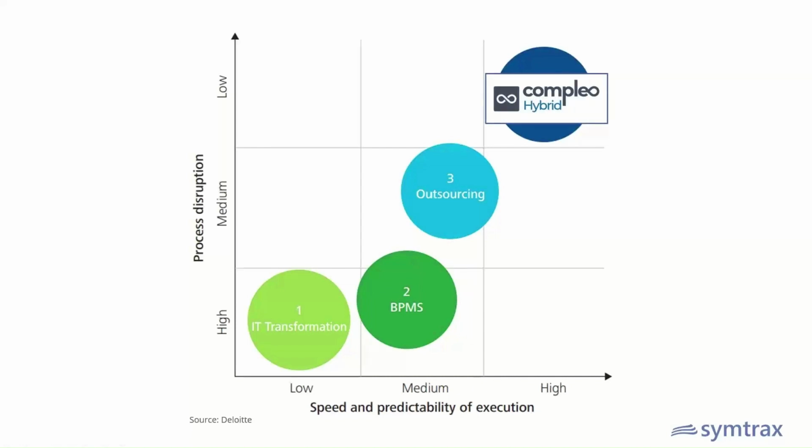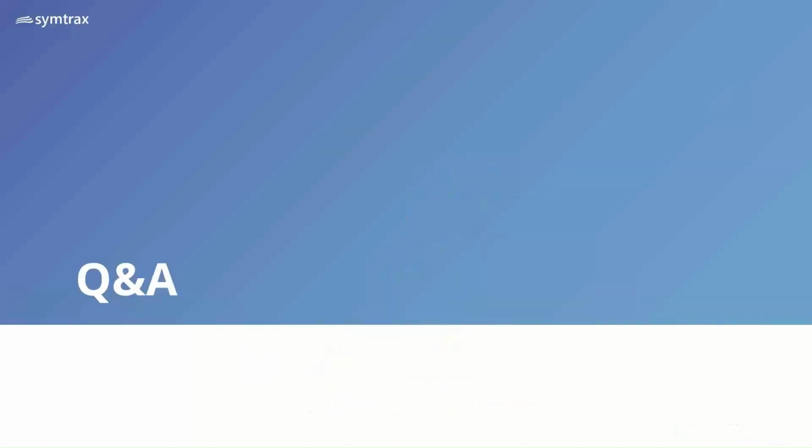So this is where we stay. Compleo or Simtrax, we specialize in RPA, where it is low disruption but highly predictable and fast.